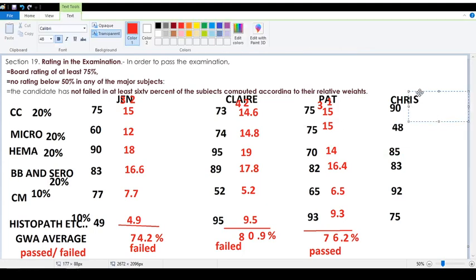So again, you have to rationalize it kung bakit sila pumasa. In case I ask, for example, in your quiz or in your exam, you have to explain it well.